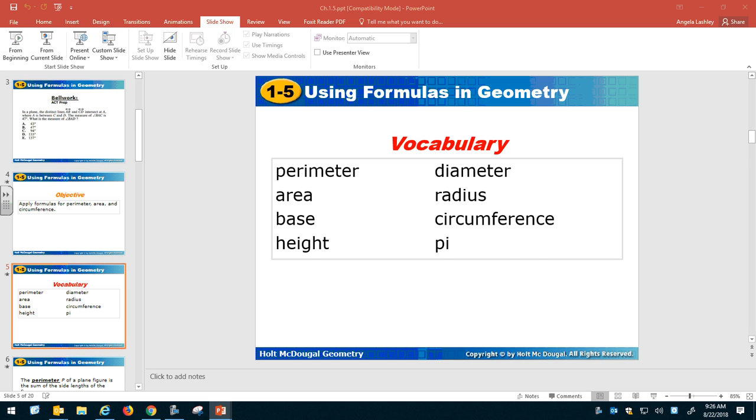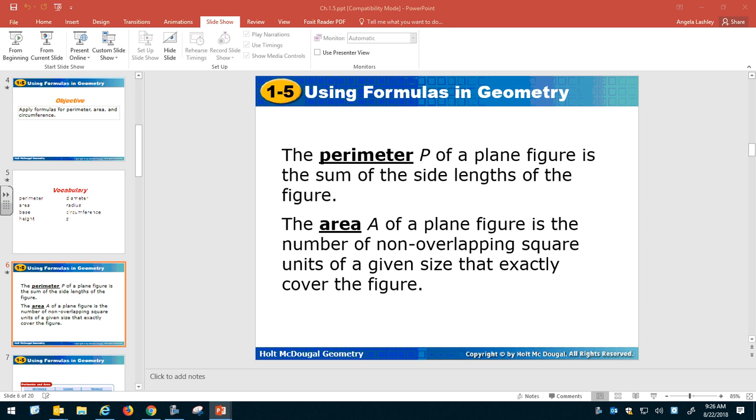Perimeter is defined to be the sum of the side lengths of the figure. But a circle doesn't have sides. So that's why it has a special name called the circumference, okay? So perimeter, you can think distance around, but you need to know the definition is the sum of the sides. Add all the sides together. Area, when we talk about area, what are we talking about? What's inside it. So when we talk about area, we're talking about the number of non-overlapping square units.